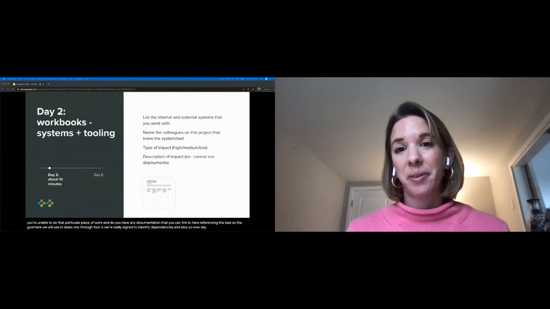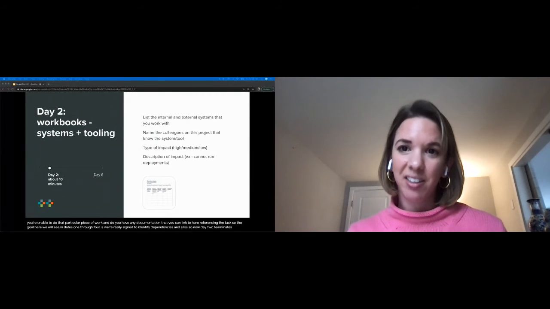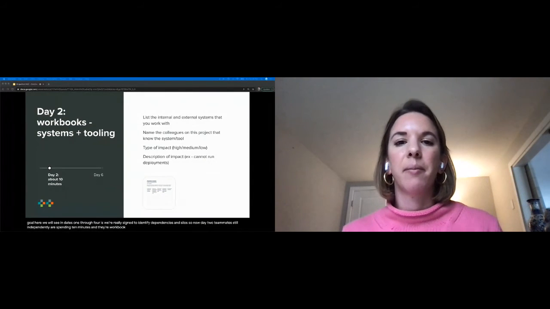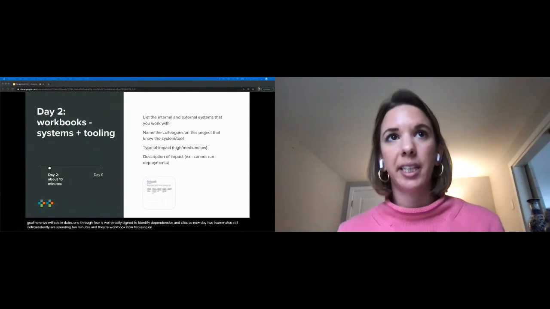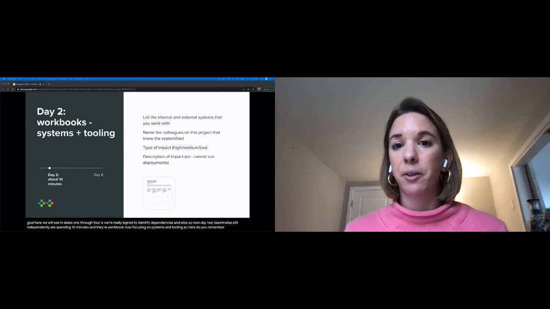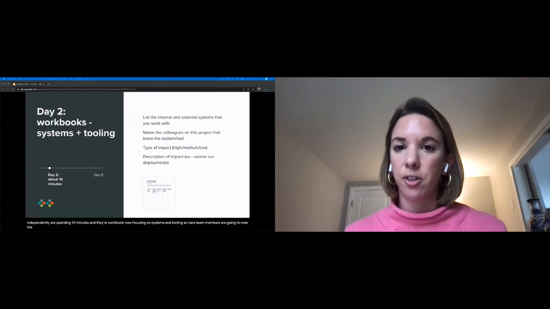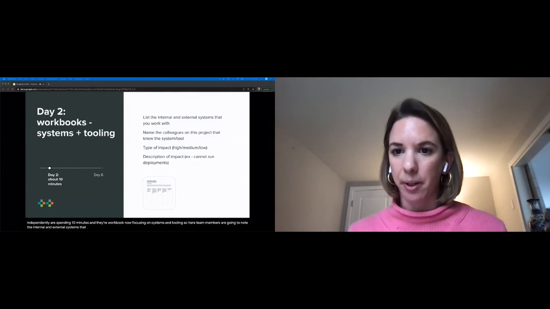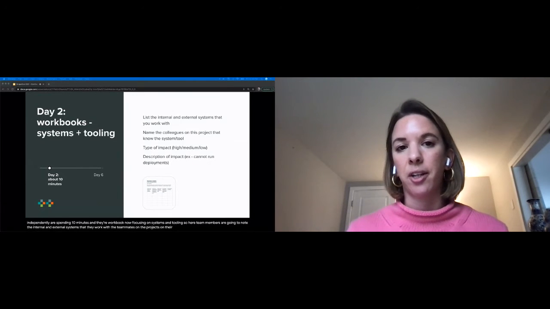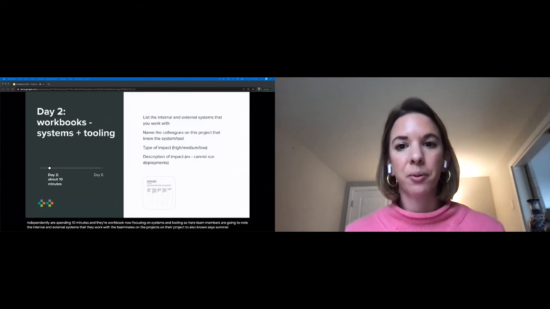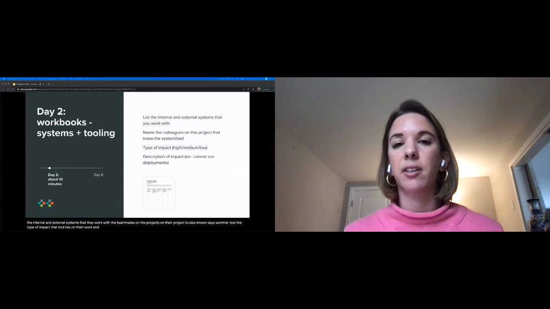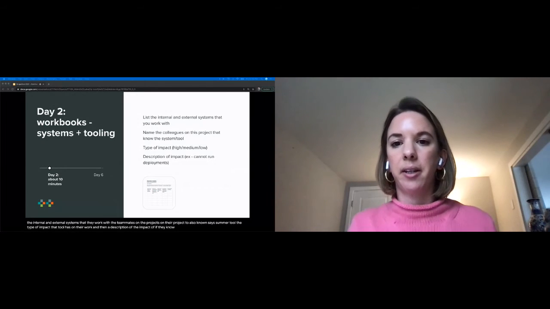So now day 2, teammates still independently are spending 10 minutes in their workbook, now focusing on systems and tooling. So here, team members are going to note the internal and external systems that they work with, the teammates on their project who also know that system or tool, the type of impact that tool has on their work, and then a description of the impact if they know it.